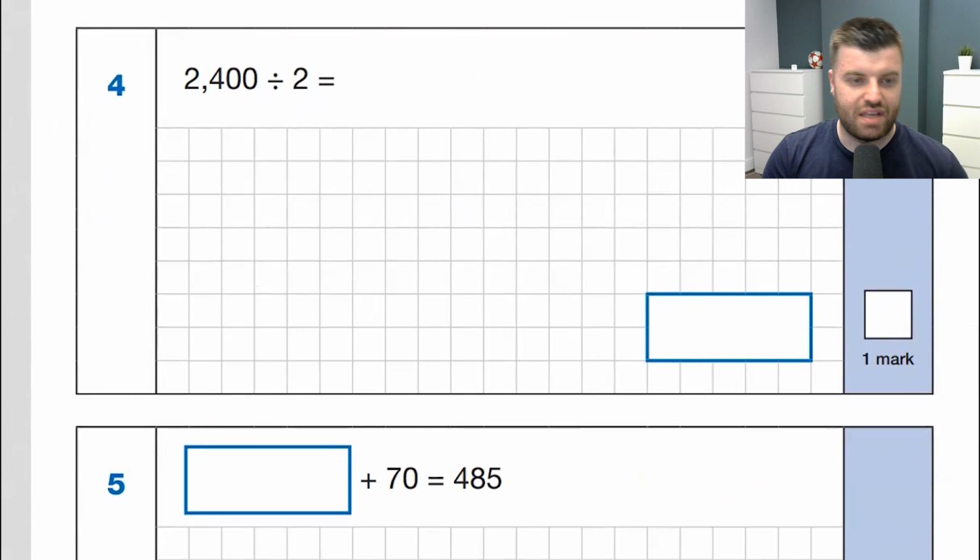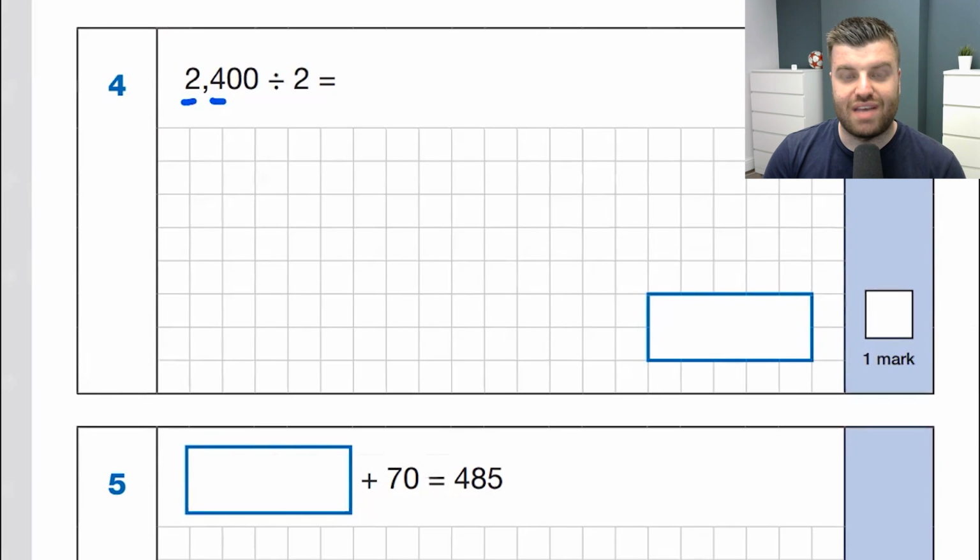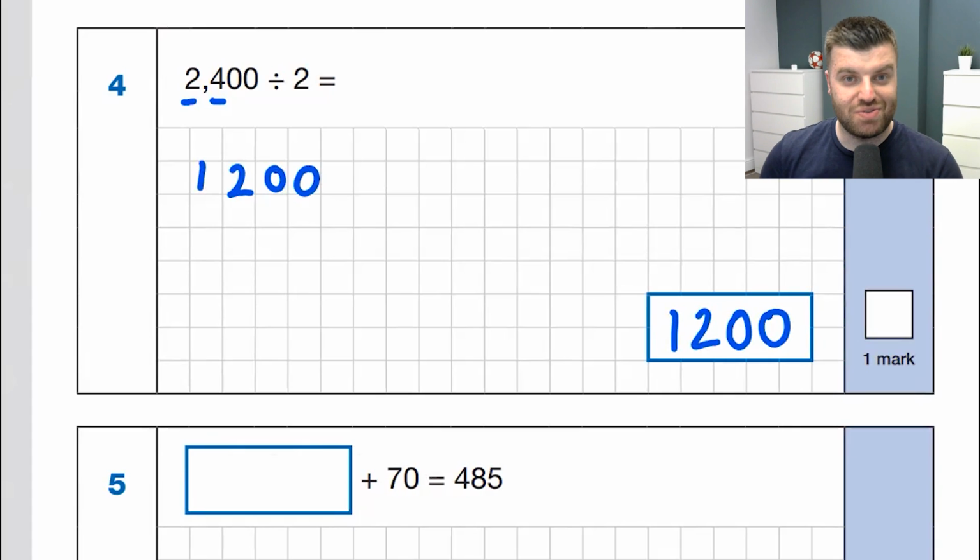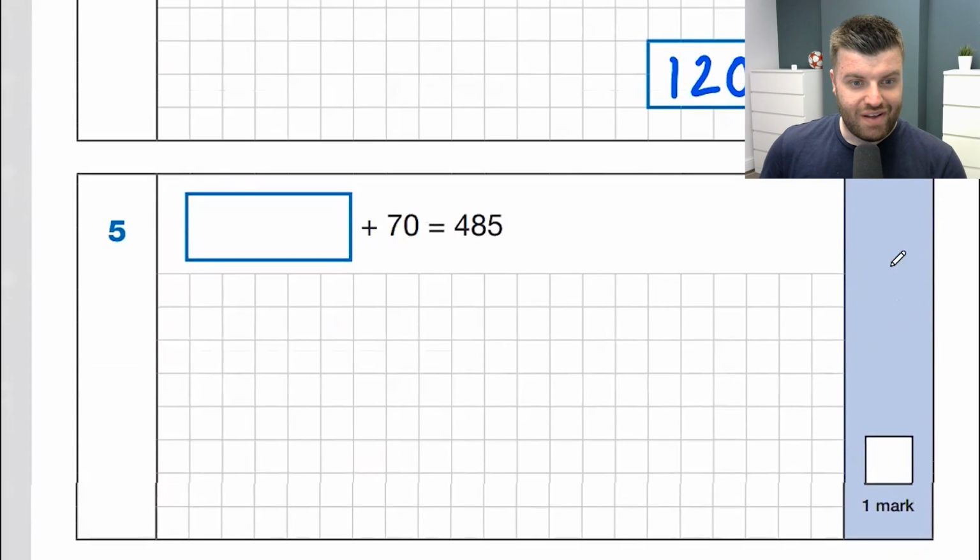Question 4, 2,400 divided by 2. Well, we're just halving, and luckily both of our digits are even, so we can easily halve those and put our placeholders at the end. The answer is 1,200.